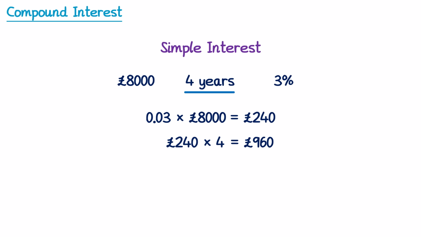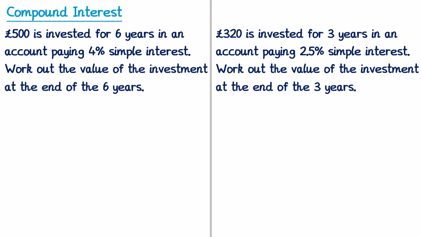So to find out how much is in the bank at the end of those 4 years, we just add on the interest. So we started with £8,000, and we gained £960 in interest, so we now have £8,960. Here are 2 practice questions for you to try on simple interest. Pause the video and give them a go.